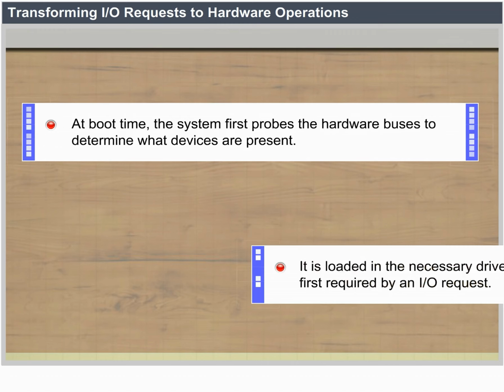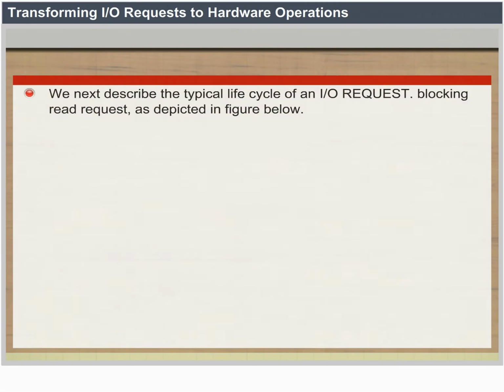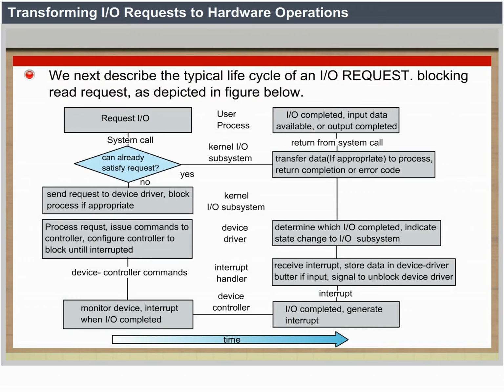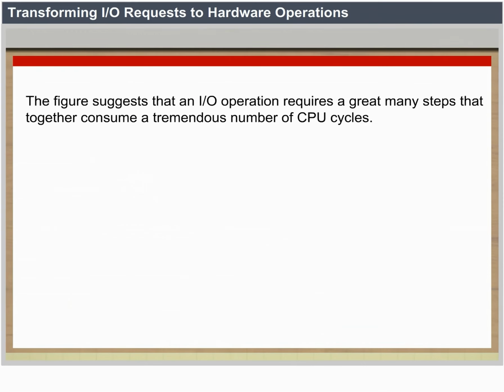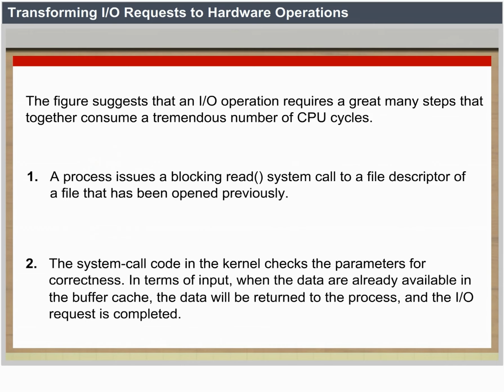We next describe the typical life cycle of an input-output request, a blocking read request, as depicted in the figure below. The figure suggests that an input-output operation requires a great many steps that together consume a tremendous number of CPU cycles. A process issues a blocking read system call to a file descriptor of a file that has been opened previously. The system call code in the kernel checks the parameters for correctness. In the case of input, if the data are already available in the buffer cache, the data are returned to the process and the input-output request is completed. Otherwise, a physical input-output must be performed.